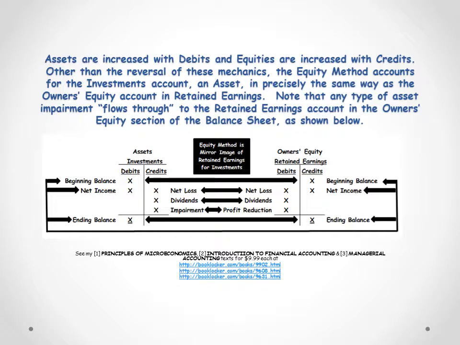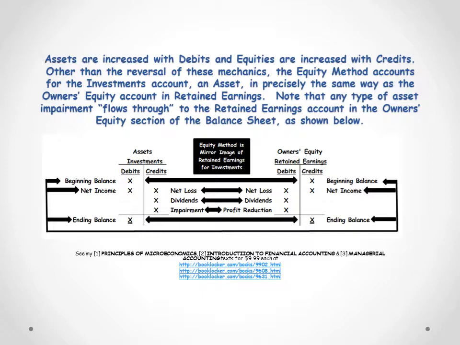Assets, investments. I've got a debit and a credit column in my T account. The beginning balance is a debit. Net income increases the carrying value or book value. Net loss decreases the carrying or book value. Dividends decrease the carrying or book value. And any permanent impairment also decreases the carrying or book value.